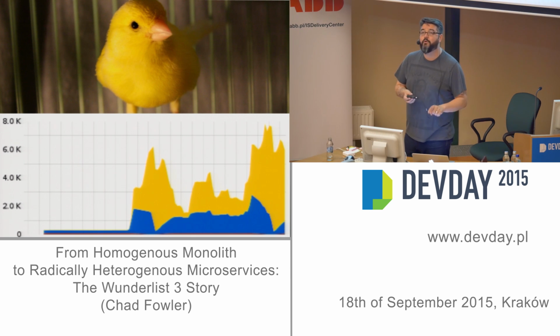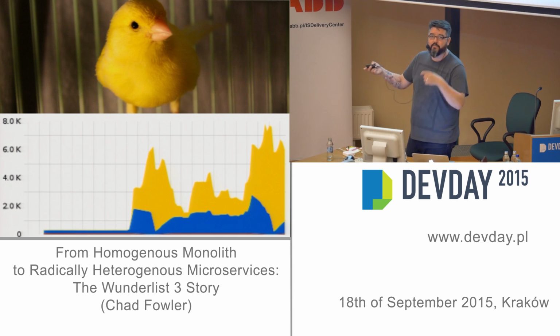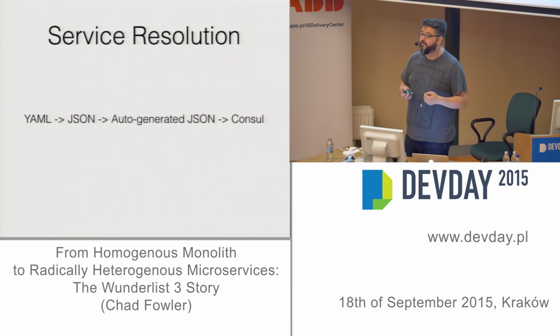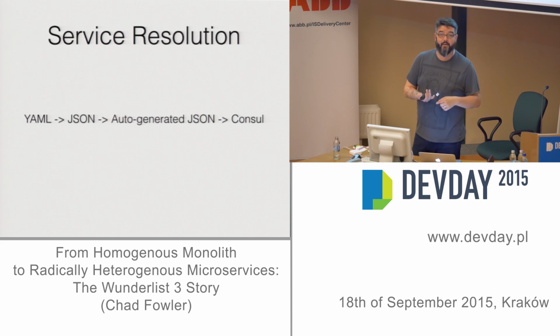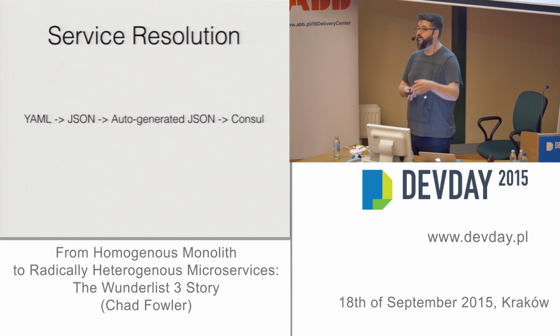We had to do service resolution because we have all these services. If you want to call the Kommentare service or the Aufgaben service, you have to figure out where to find it. And we did this also really stupidly. The first thing we did is we checked in a YAML file with a list of all the service names and locations. We then converted it to JSON because, of course, YAML sucks, and we already knew that. I don't know why we used YAML.